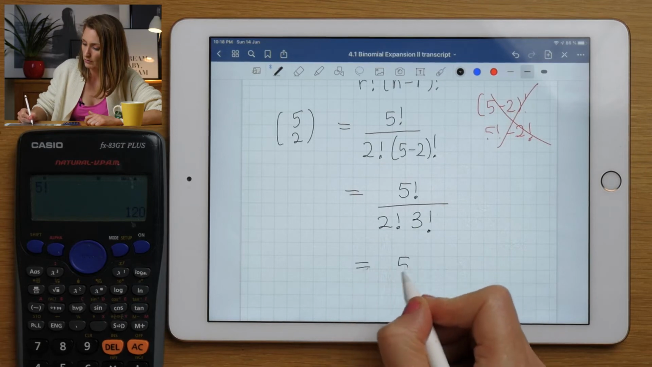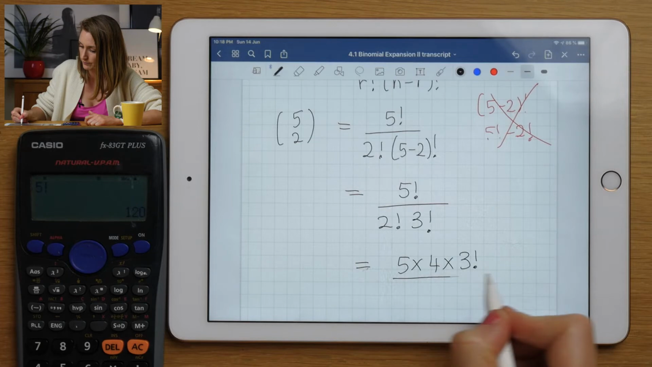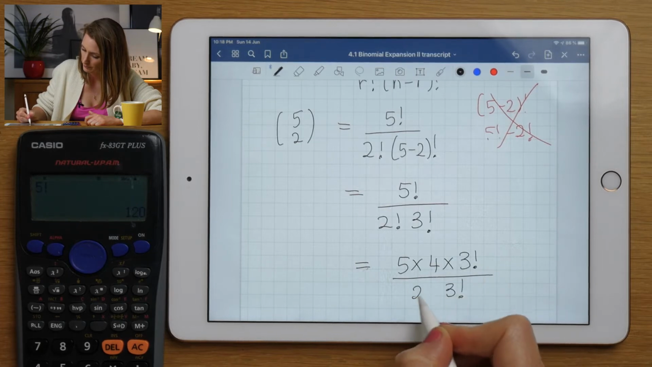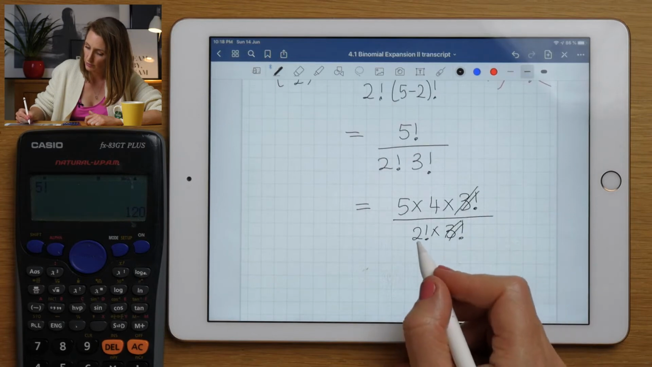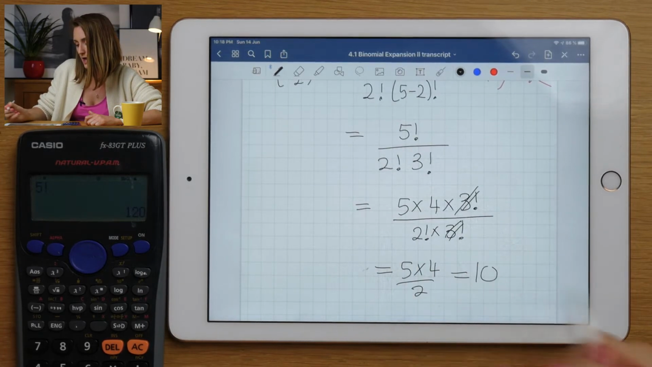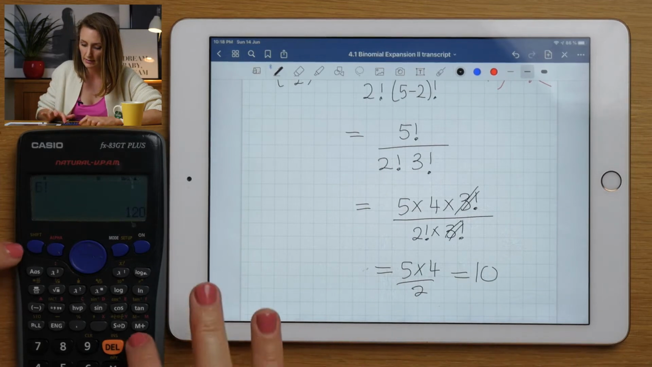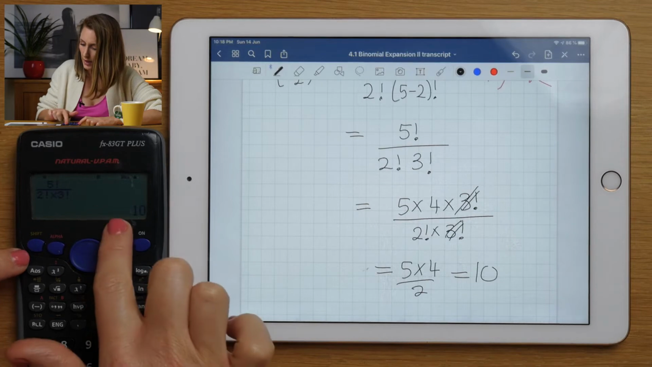Open up my bigger factorial until I get to my smaller one. Well, I'm going to use 3 in this case. That will cancel with that. 2 factorial is just 2, so I'd have 5 times 4 divided by 2. The answer is 10.